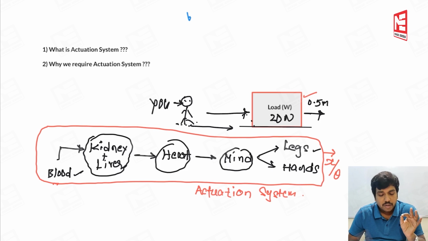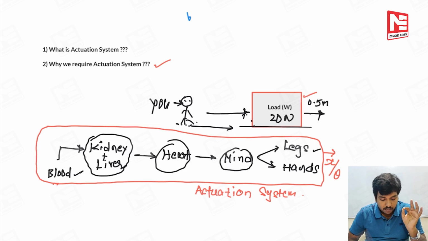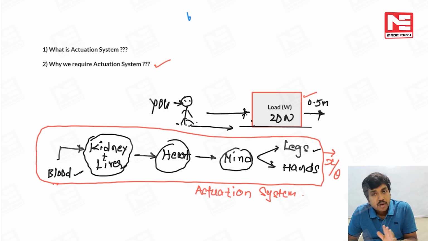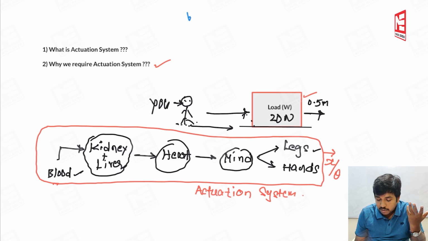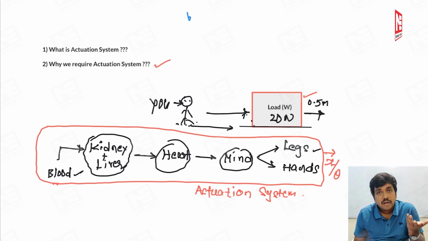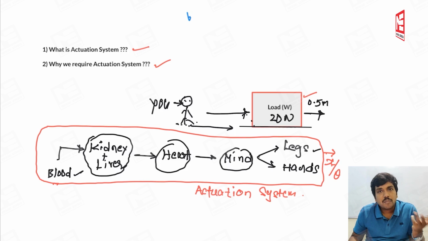Clear? So I hope you understood why we require an actuation system. The final purpose of an actuation system is to provide a linear displacement or angular displacement such that we can perform some work, right? Now the question is, what is an actuation system? Obviously, once you understand the question of why, what is a very simple question, right?